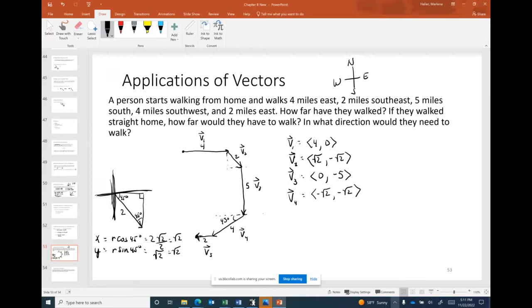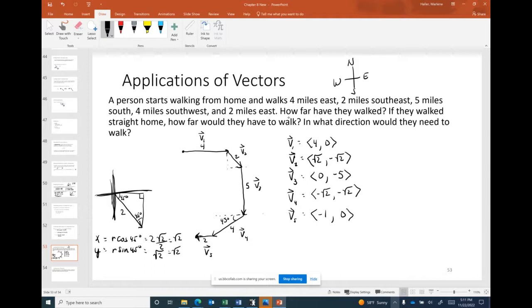And then, what do I have last? One more, vector 5. The horizontal component here is negative 1. There's no vertical component, so that's 0. So we've broken these vectors down into component form so we can work with them.